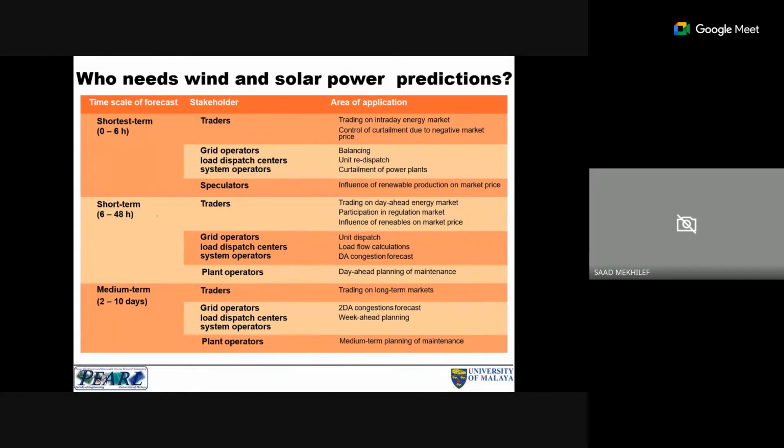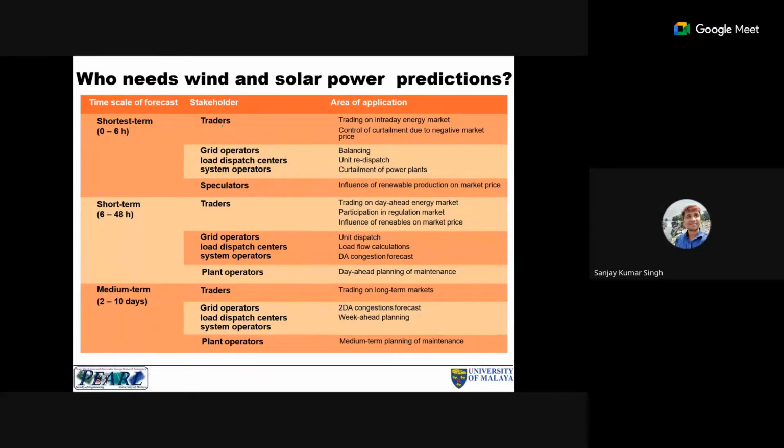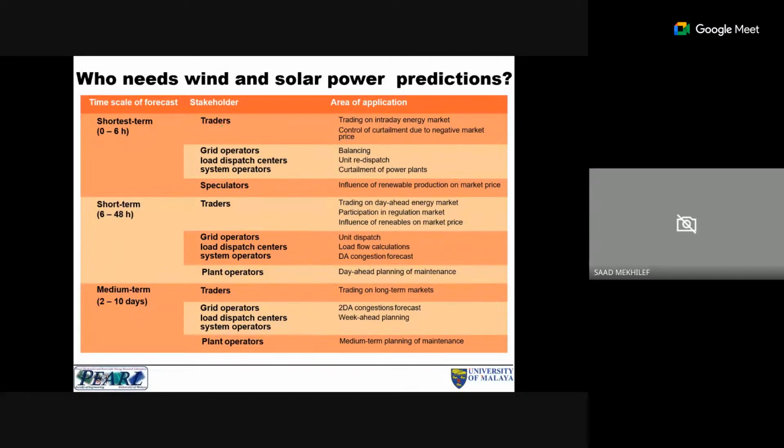But here in this table, we want to show the stakeholders that are involved or affected by this. For example, for short term, we have the traders, because they sell immediately, in the energy markets. Yes. Okay. Any other questions?